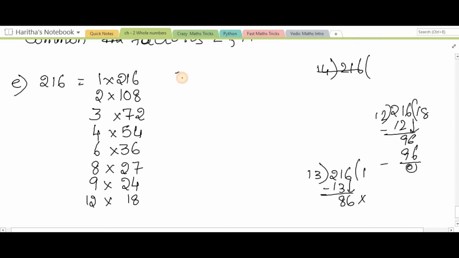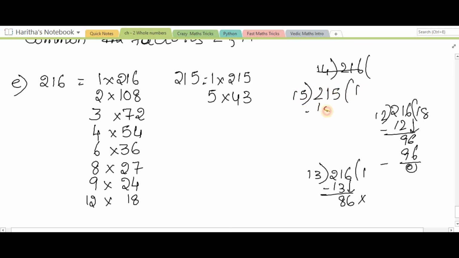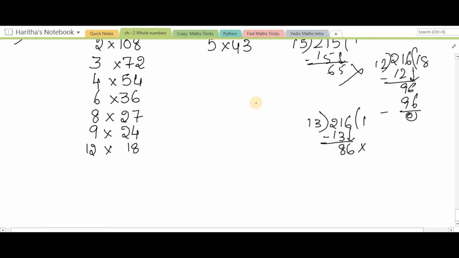And now we'll find the factors of 215. 2 table will not come, 3 not come, 4 table also not come, 5 table, 5 4s are 20, 5 3s are 15. 6 will not come, 7 will not come, 8 also will not come, 9 not come, 10 not there, 11 not there, 12 also not there, 13 also not there, because in the 13 table 85 is not there, 14 table also not there, 15 ones are 15, in the 15 table 65 not there, 16 also not there, 17 not there. So friends, only this much only.